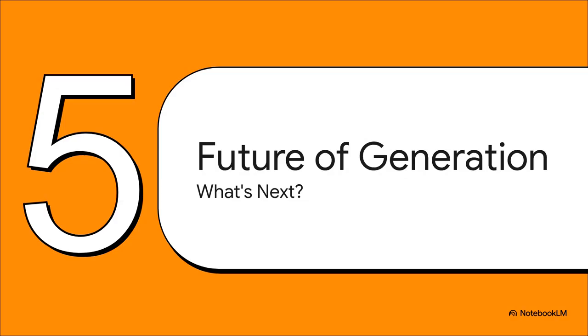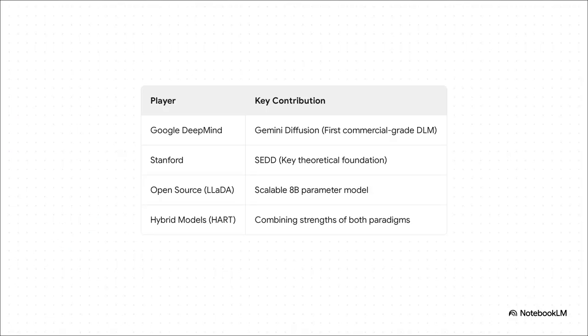So, you've got this intense competition heating up, which begs the question, where is all of this going? What's next for language models? It really feels like we're at a major turning point. I mean, the whole field is just exploding with innovation right now. You've got the big industry labs like DeepMind pushing the performance envelope. You've got academia like Stanford laying down the fundamental theory. And you have critical open source projects like Llama making sure everyone can get their hands on this tech.